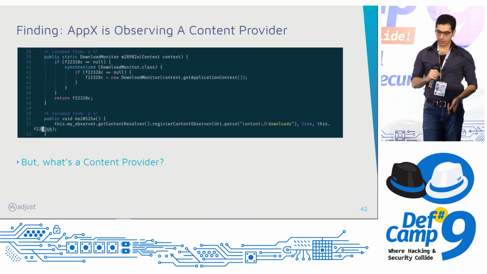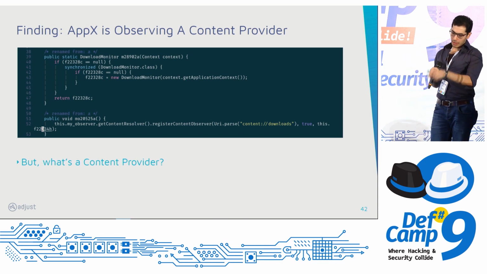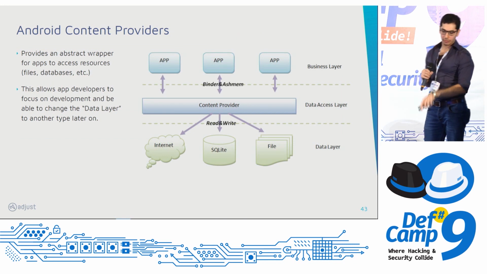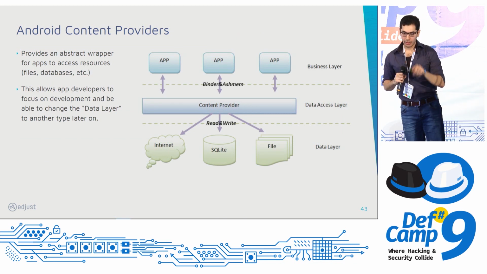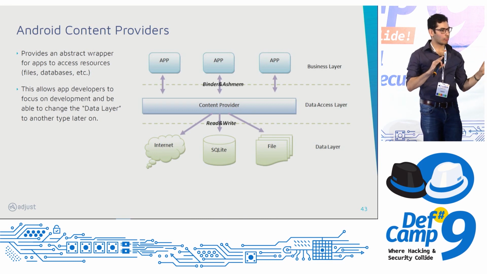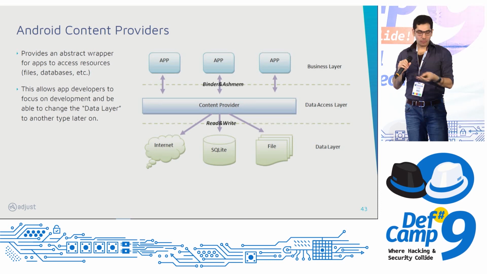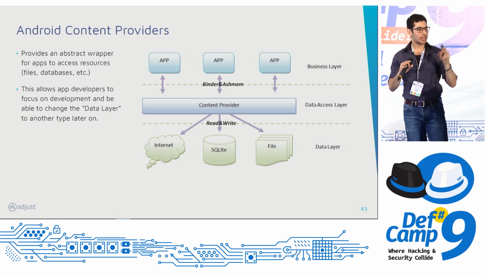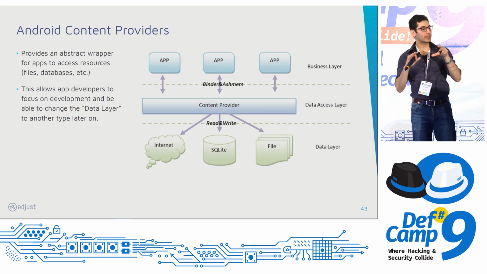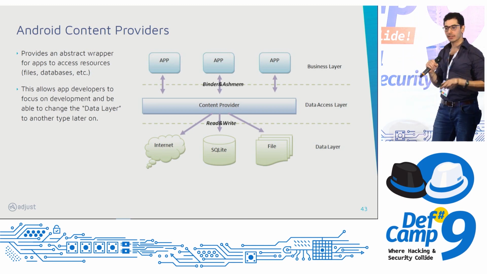AppX is observing a content provider. That's the first thing that I found. Basically, before I explain this slide, let me go one slide above. Android content providers. A very quick one-liner about it is that it's an abstract wrapper for SQLite databases, for internet archives, for files, for anything that you want. If you want to access any sort of data, you're going to use a content provider in the Android development world. And it's an abstract layer, so you don't have to worry about SQLite databases or text files.